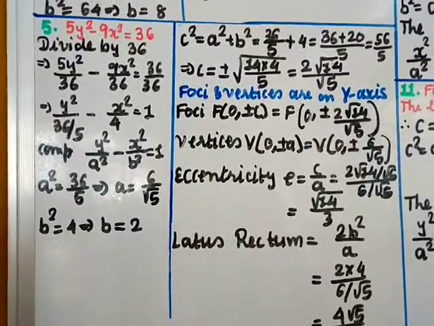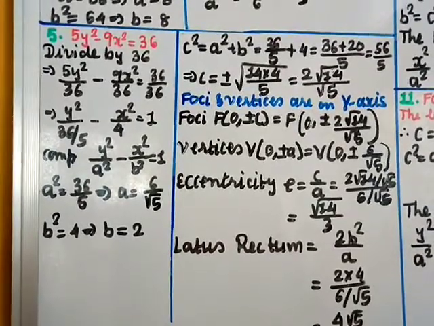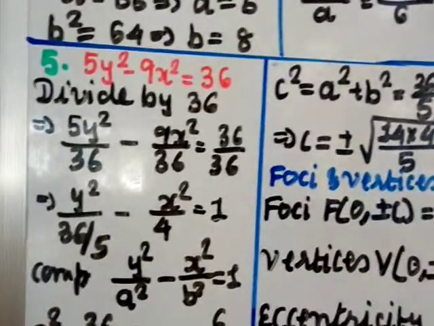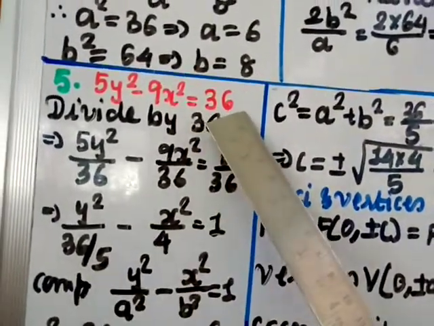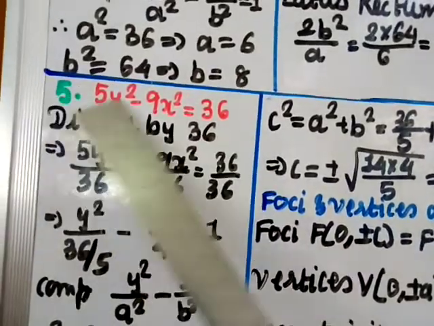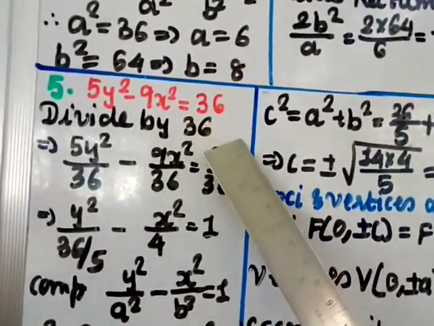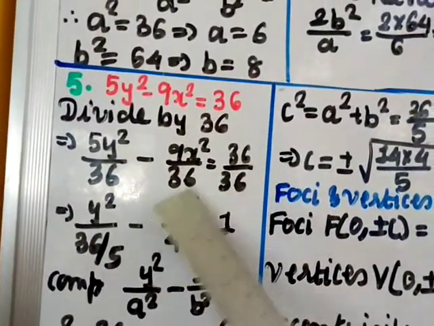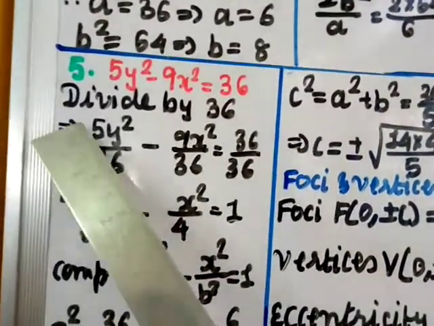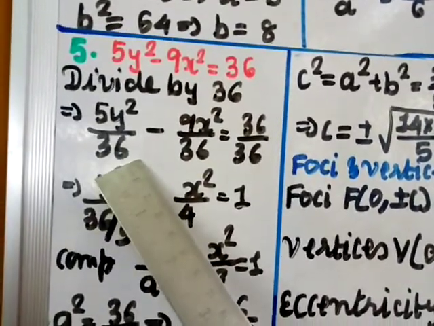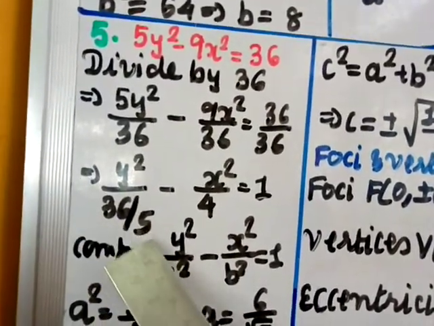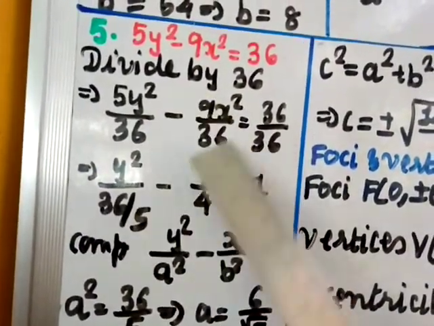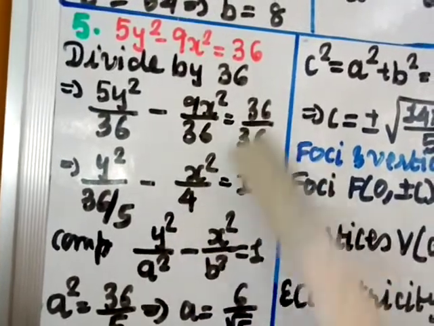Question number 5. 5y square minus 9x square equal to 36. Again, this is not in the standard form. As I said, in the standard form there should be 1 here. To get 1, you need to divide by 36, and you have to do that to all the terms. So 5y square by 36 minus 9x square by 36 equal to 36 by 36. Here you can't cancel, so you take this 5 into the denominator. So you get y square divided by 36 by 5. Minus, cancel by 9, so you get x square by 4 equal to 1.